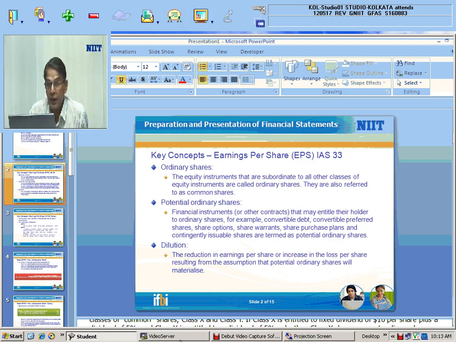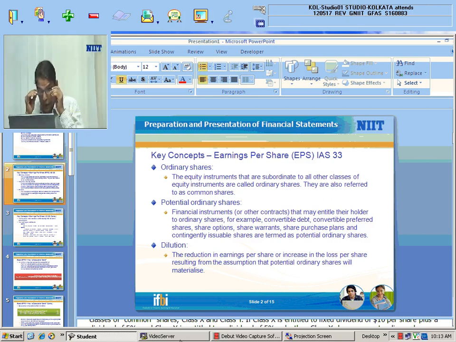Share purchase plans and contingently issuable shares are termed potential ordinary shares, although they are not really ordinary shares. Ordinary shares have not yet been issued to the holders, but they can become ordinary shares. They are potential ordinary shares. They can be converted into ordinary shares.